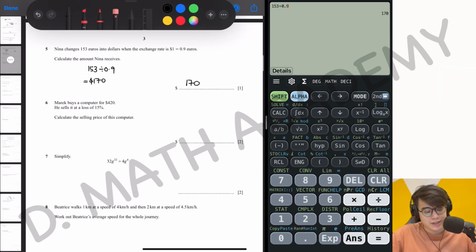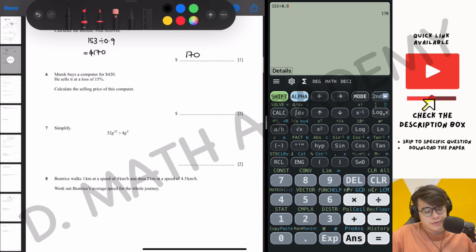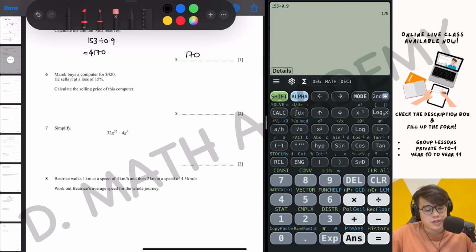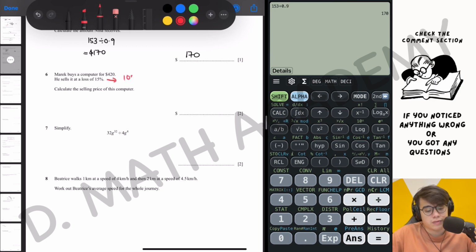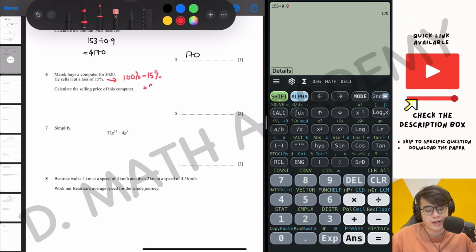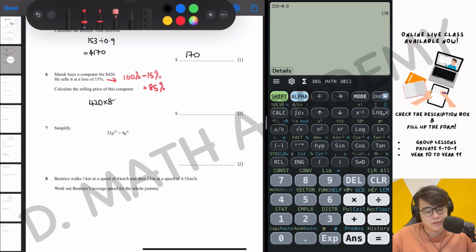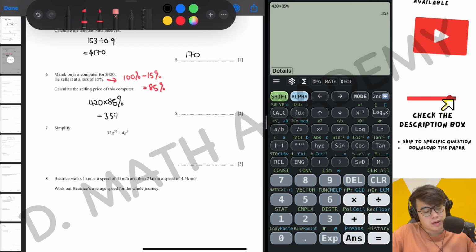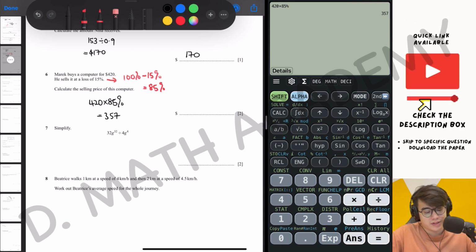Moving on to question 6. Marek buys a computer for 420. He sells it at a loss of 15%. So this 15% here tells us that now when we are selling it, we only earn back how many percent of the purchase price here. So it's about 85%. So by taking 420 times 85%, we will know the actual selling price here, which is around 357.